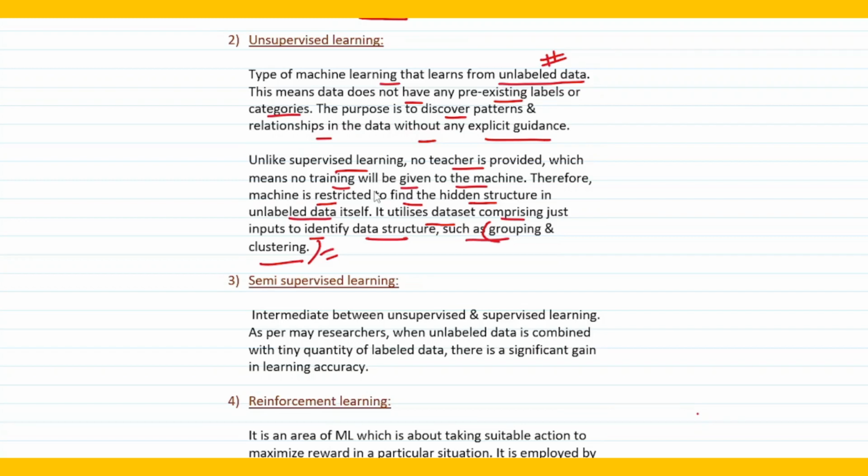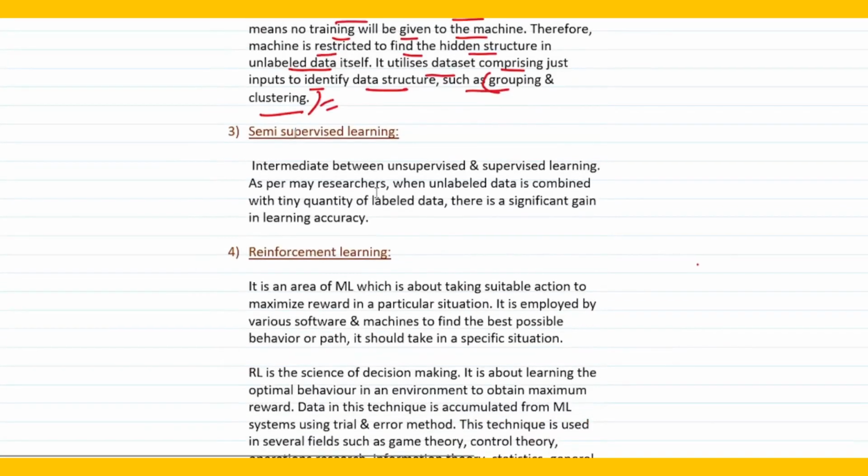Now, unlike supervised learning, there's no teacher, because that means there will be no training provided. The machine is restricted to finding the hidden structure in unlabeled data itself. So whatever has to be recognized or realized can be done through the hidden structure in unlabeled data itself. It utilizes a data set comprising just inputs to identify data structures such as grouping and clustering, right? Let's move on to the next one.